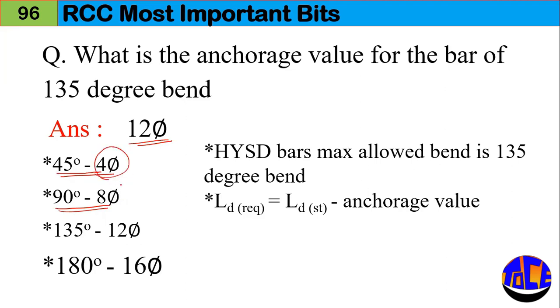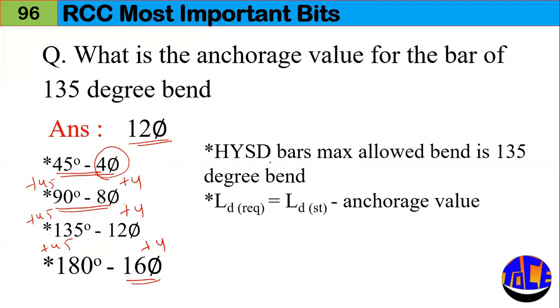So here you have 4, plus 4 you get 8, plus 4 you get 12, plus 4 you get 16. And this will be the increment of 45. So 45 plus 45 you get 90 degrees, plus 45 you get 135 degrees, and plus 45 you get 180 degrees. So for 135 degrees the anchorage value is 12 dia, and for 180 degrees the anchorage value is 16 dia.